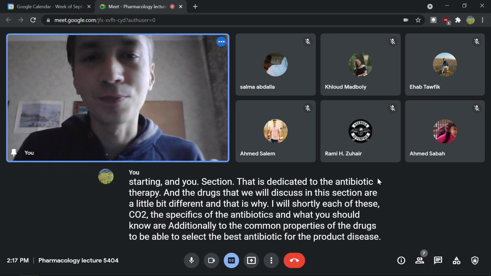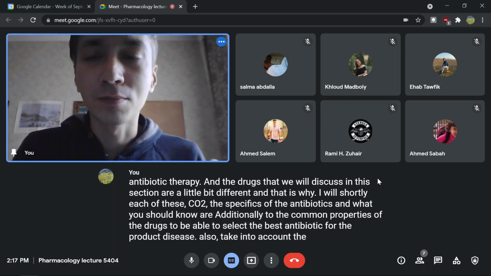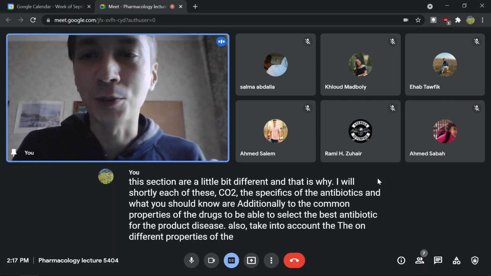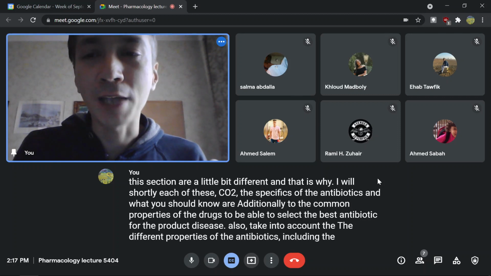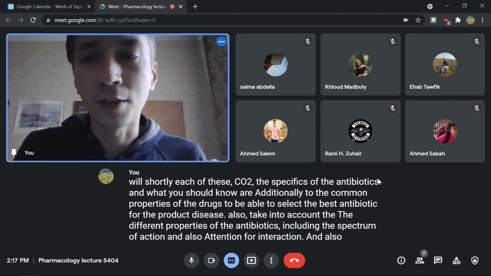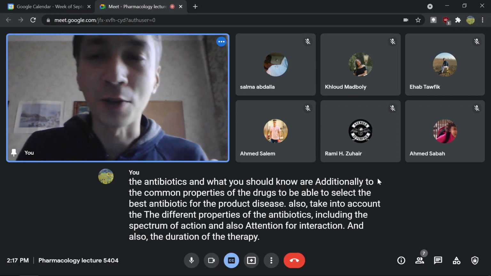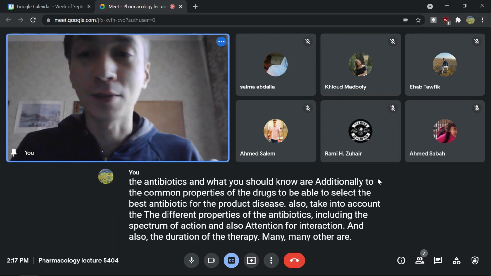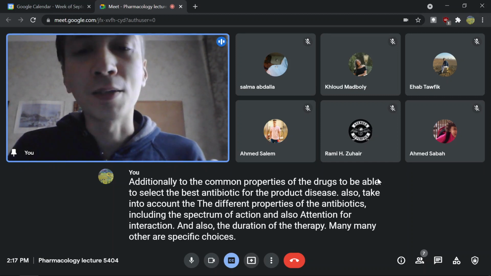and also take into account the different properties of the antibiotics, including the spectrum of action and also potential for interaction, and also the duration of the therapy, and many other specific choices.